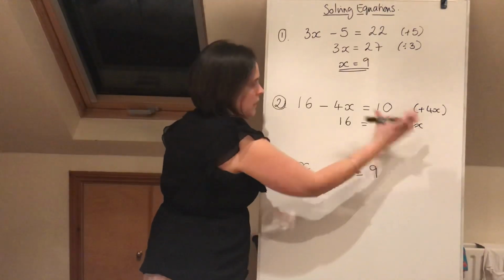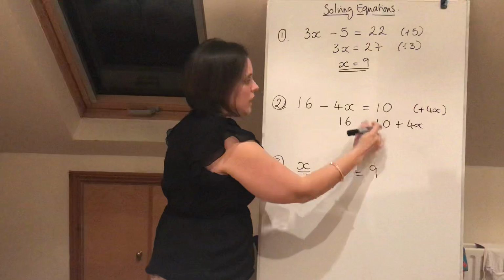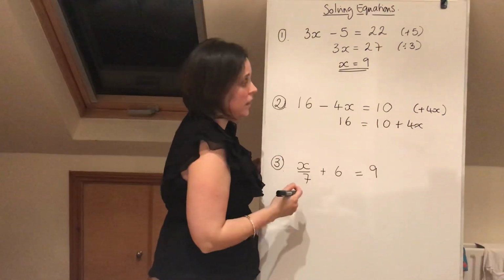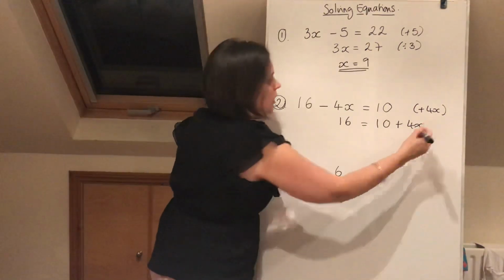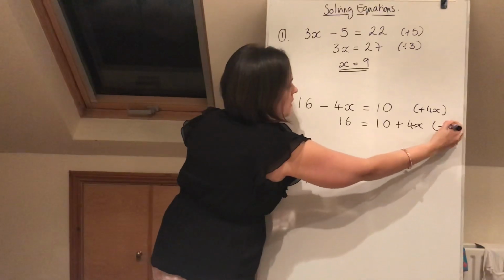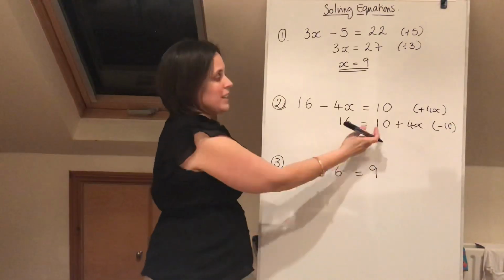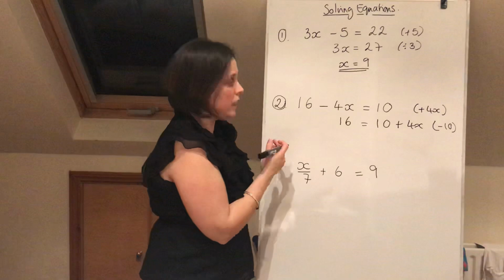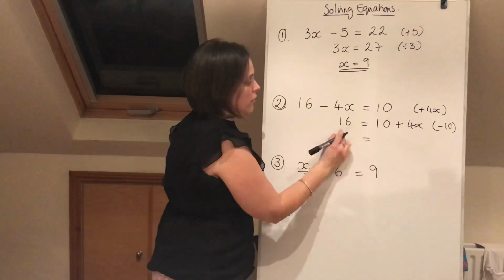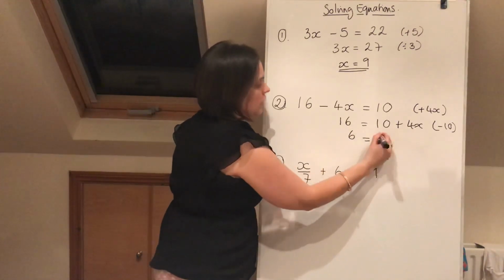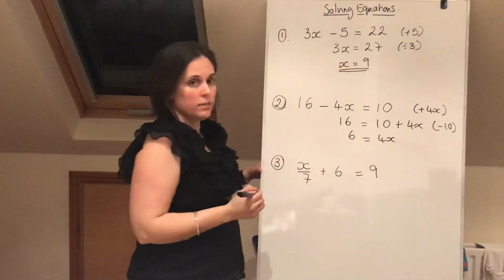Now I've got my x's positive, I need to then eliminate and get rid of this 10, so therefore what do I do to both sides? I subtract 10. Again, inverse operation, 10 is positive, so I'm going to take it away from both sides, and I'm left on this side with 6, and over here I've got 4x, okay?